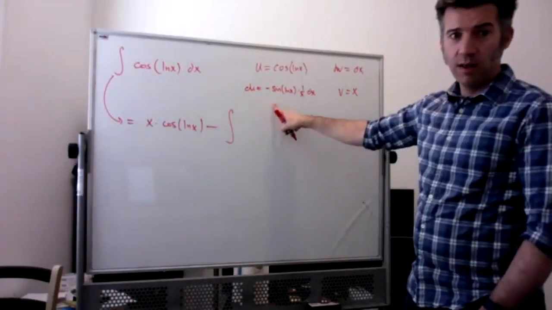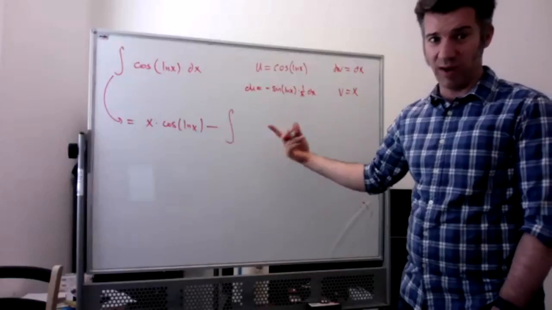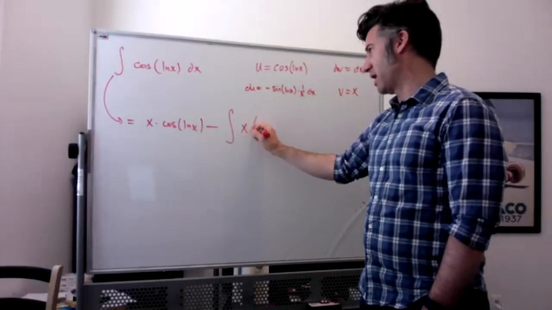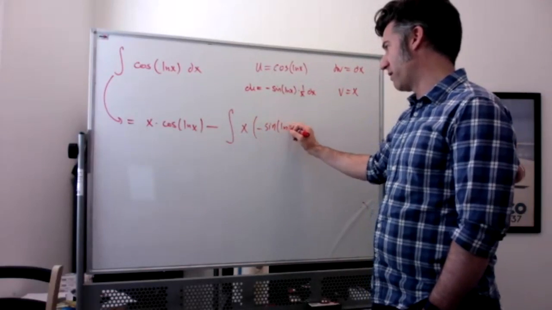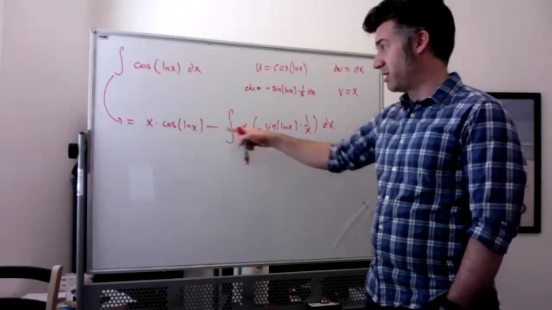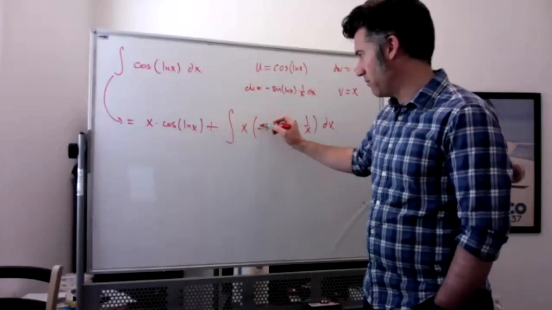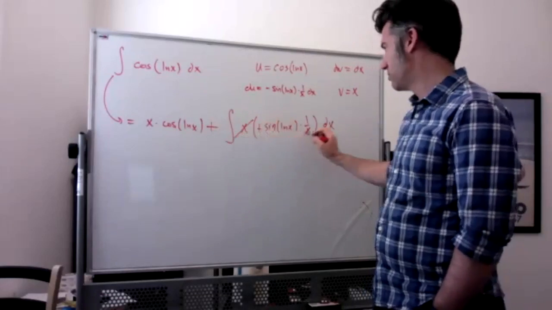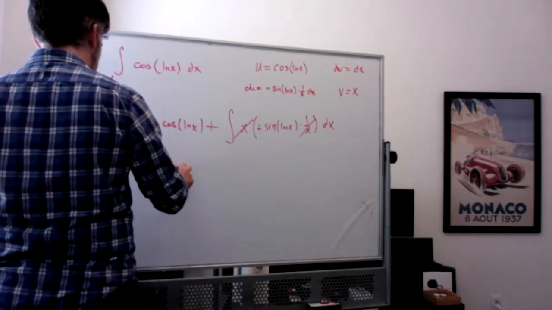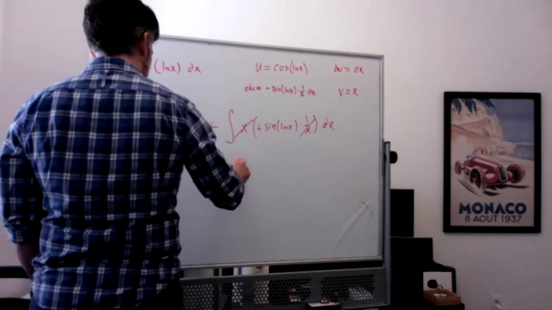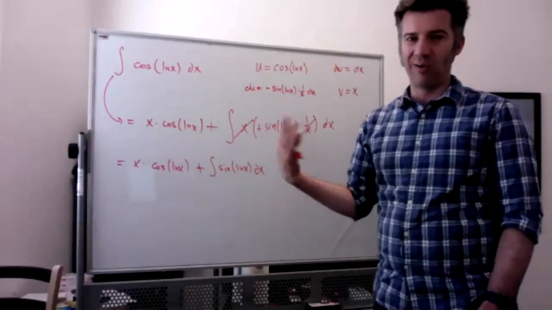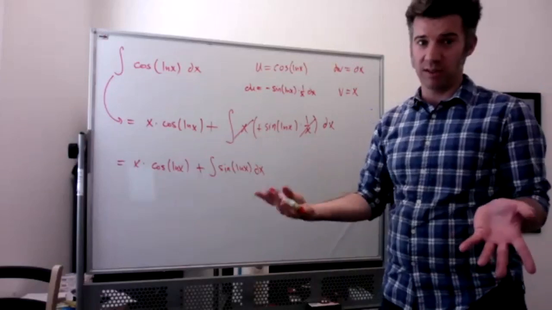Now, I would do the simplification right away. So you'd have x times negative sine of natural log of x times 1 over x dx. Well, look what happens. First of all, the negatives multiply together to make it positive. And then x times 1 over x cancels out. So we're left with x times cosine of natural log of x plus the integral of sine of natural log of x. And sine and cosine are essentially the same function. I mean, they're not exactly the same, but they're pretty much the same. They're just shifted from each other.